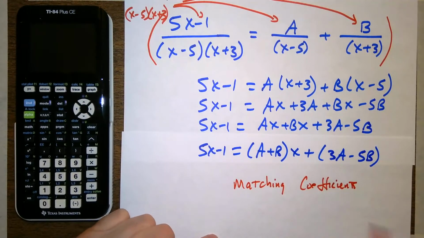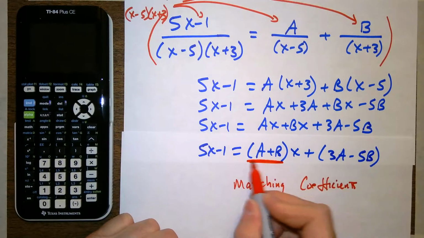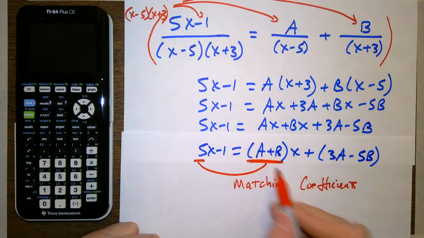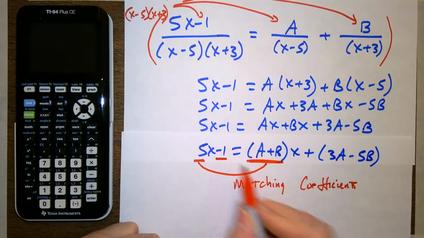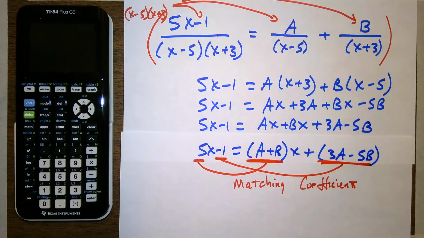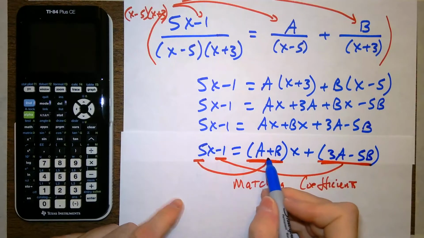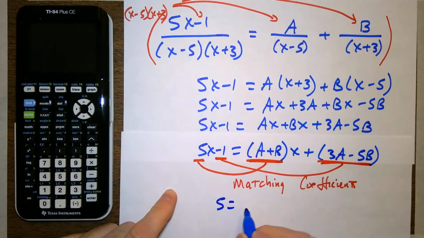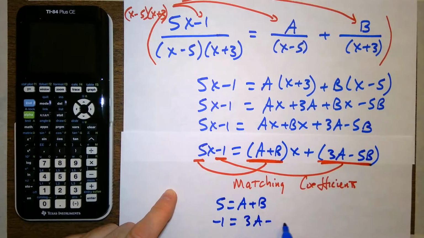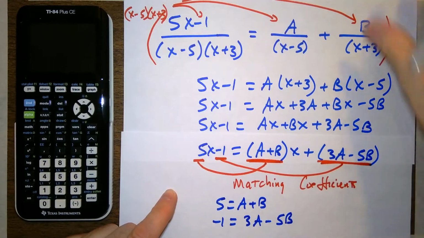I'm going to match up the coefficients. Here's the coefficient of x on the right. Here's the coefficient of x on the left. Here's the constant on the left. Here's the constant on the right. In other words, the 5 has to be a plus b. And the negative 1 has to be 3a minus 5b.